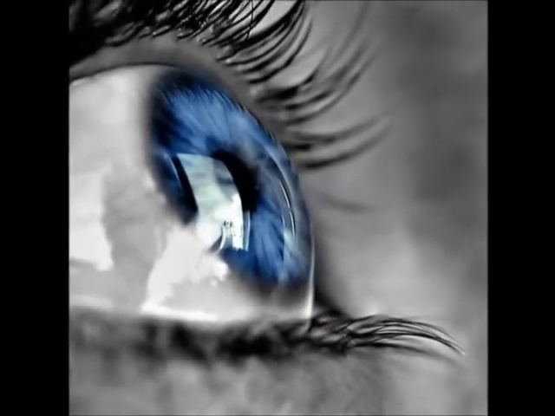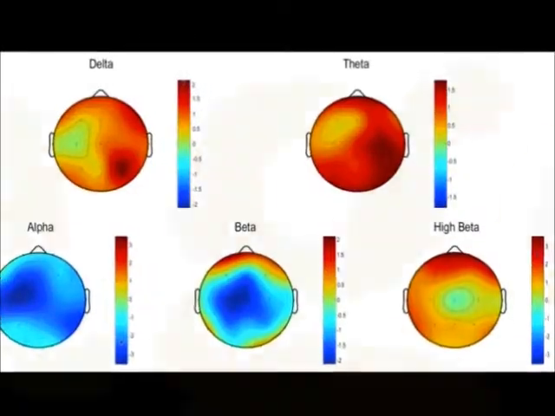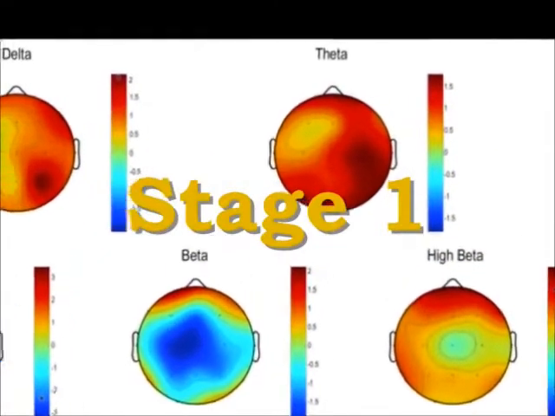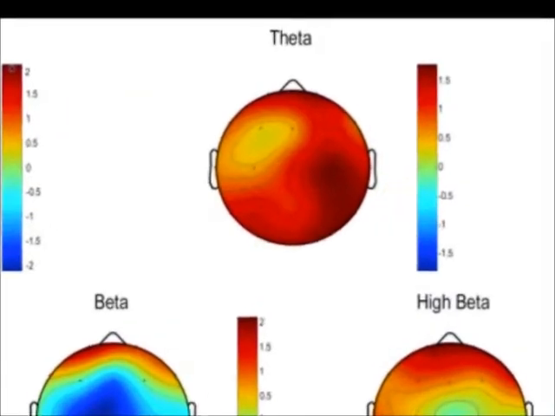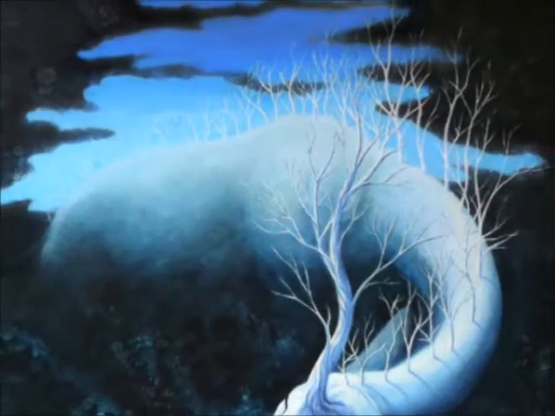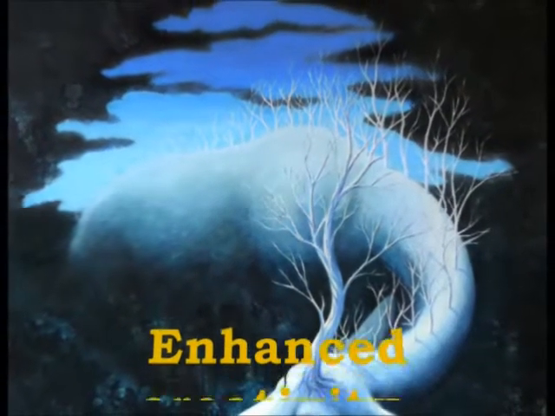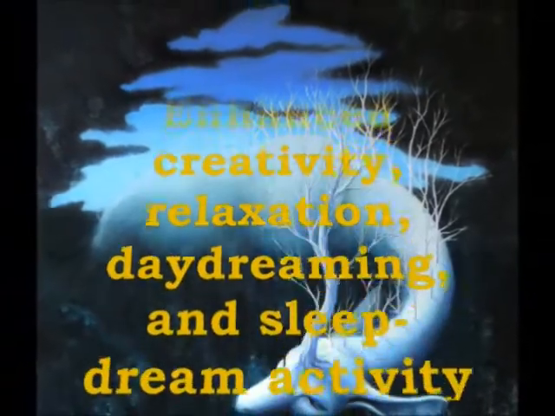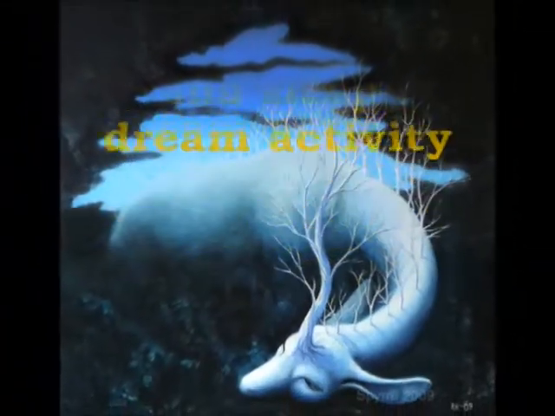Eye movement and muscle activity slow down, but sudden muscle contractions can occur after sensations of falling, which can be experienced during this stage. In stage 1, theta brain waves are present. Theta brain waves are one of the slowest brain waves and are typically associated with states of enhanced creativity, relaxation, daydreaming, and sleep dream activity.